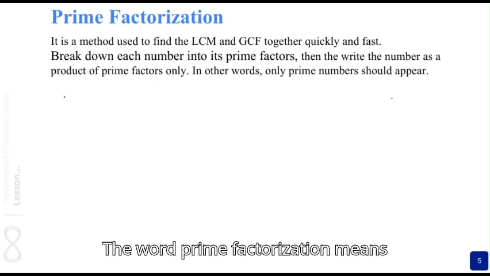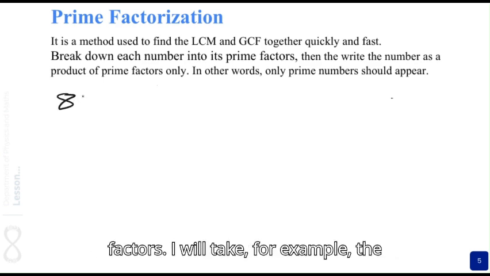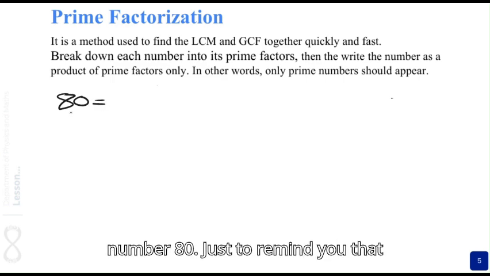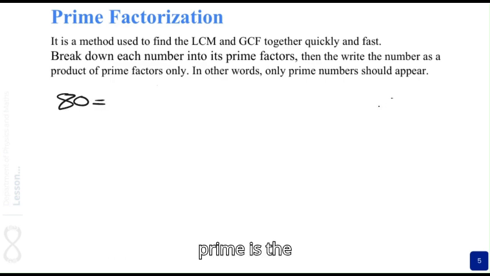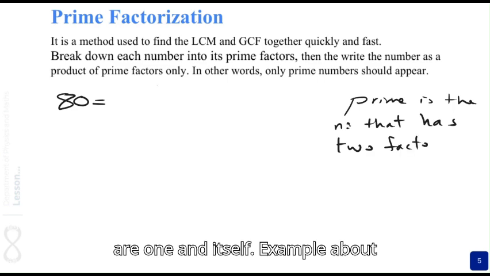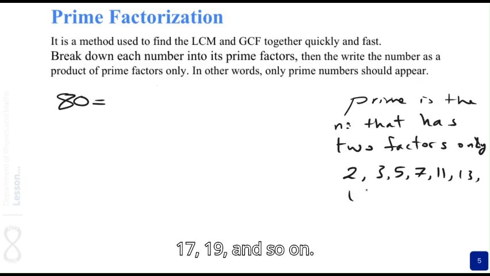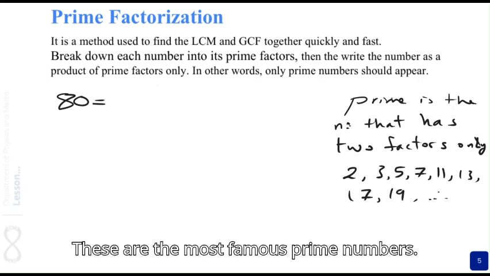The word prime factorization means we are splitting the number into prime factors. I will take, for example, the number 80. Just to remind you that a prime is a number that has two factors only, which are 1 and itself. Examples: 2, 3, 5, 7, 11, 13, 17, 19, and so on. These are the most famous prime numbers.